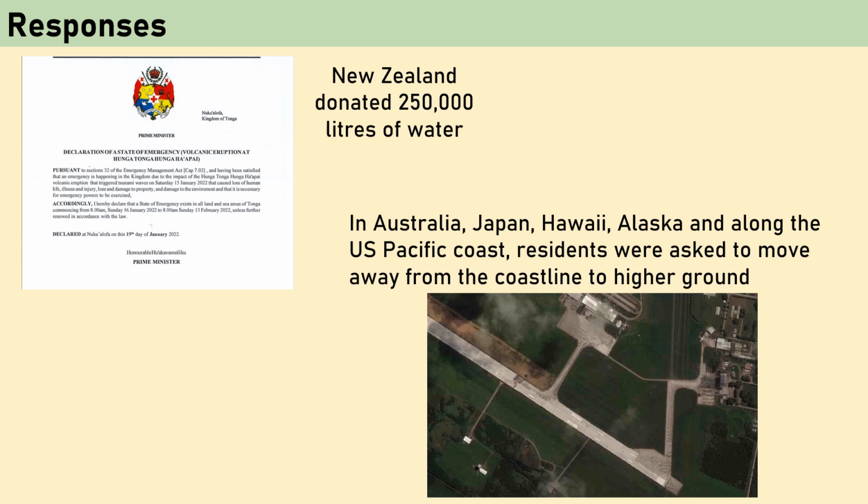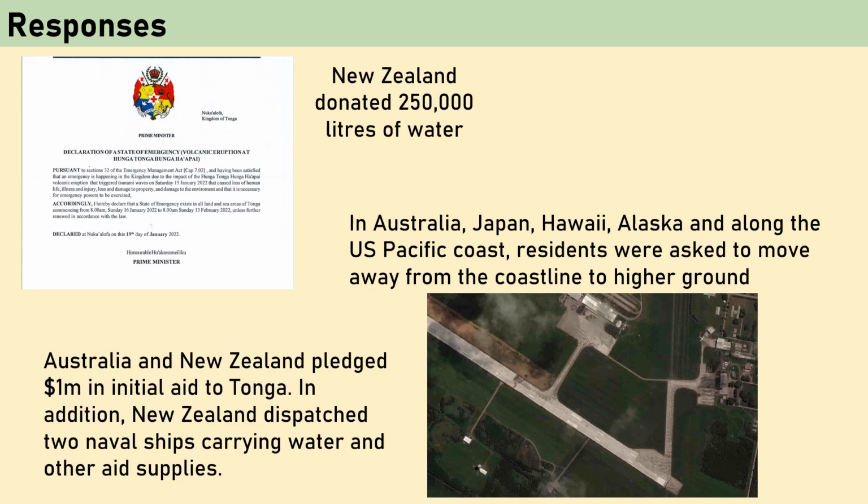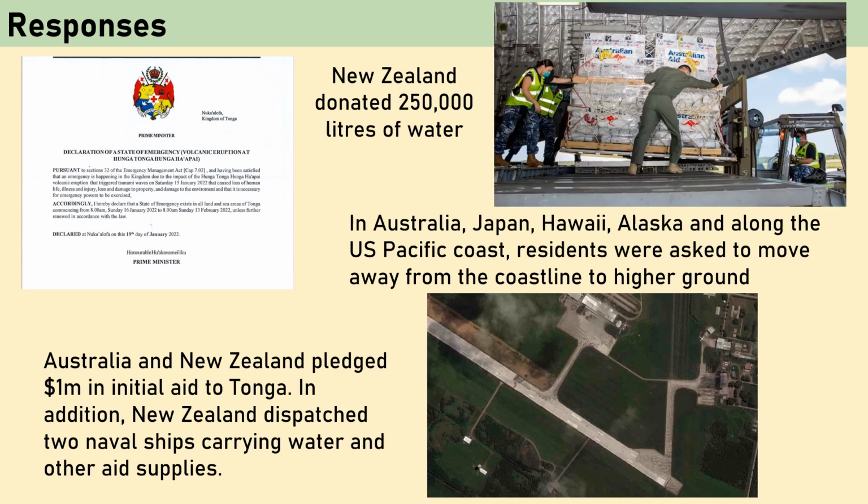But one of the issues with getting some of these donations to the Tongan Islands was that the main Tongan airport had been covered with ash, and so people were removing the ash physically by hand. There were lots of volunteers doing that so that aircraft could land on the islands and distribute that aid. And overall, they pledged $1 million between Australia and New Zealand in aid to Tonga. And New Zealand also dispatched 2 naval ships carrying water and other aid supplies. Australia also, over time, donated aid.